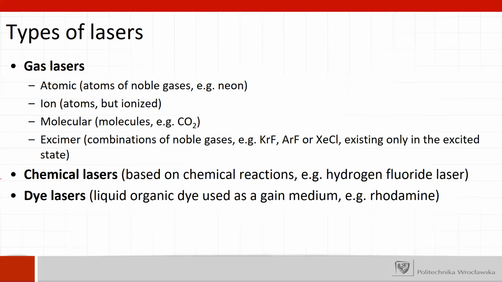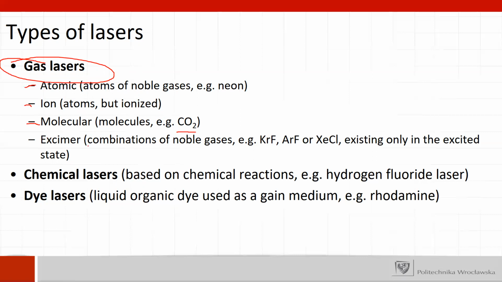So we can distinguish, for example, gas lasers. As you can guess, the active medium is a gas. It might be an atomic gas, where we have just atoms, for example noble gases like neon. Or we have molecular lasers, where the gas consists of molecules, for example CO2, carbon dioxide, or carbon monoxide, CO. Sometimes these gases are ionized, so we then have a subgroup of atomic lasers, which are ion lasers. They are just atoms but ionized.